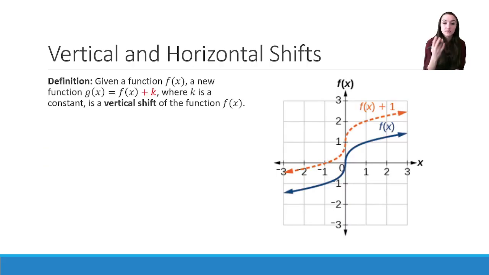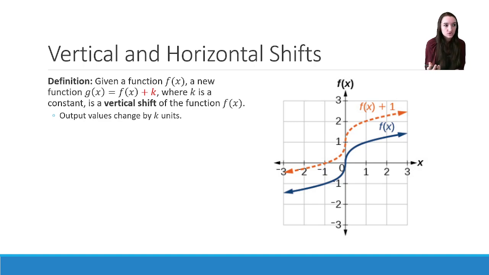So, to begin, vertical and horizontal shifts. Given a function f of x, a new function g of x equal to f of x plus k, where k is some constant, is called a vertical shift of the function by k. So our output values, our y values, change by k units because we would have had whatever came out of f of x, but then we add k to it.